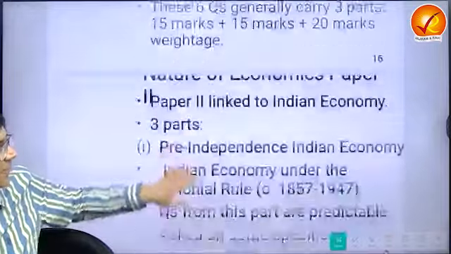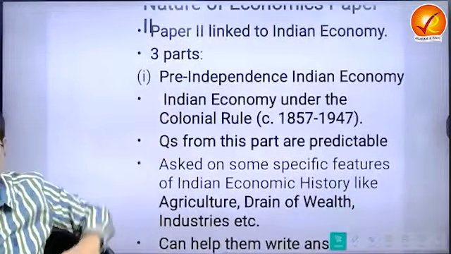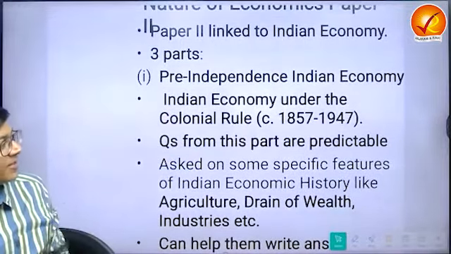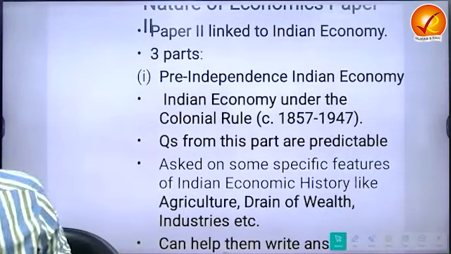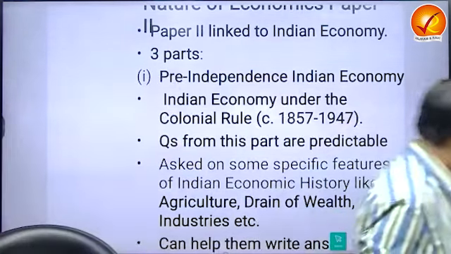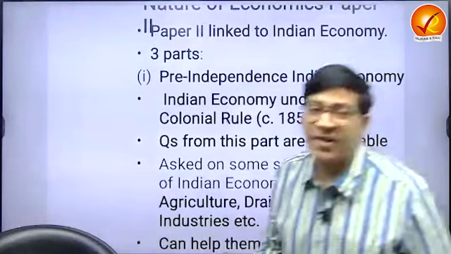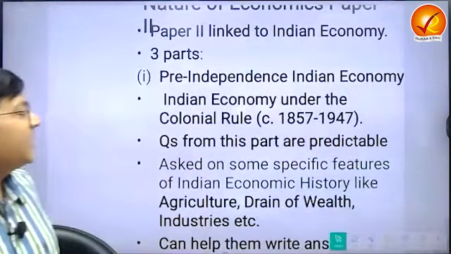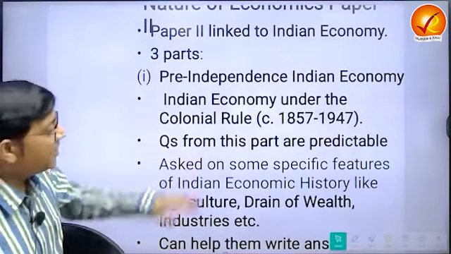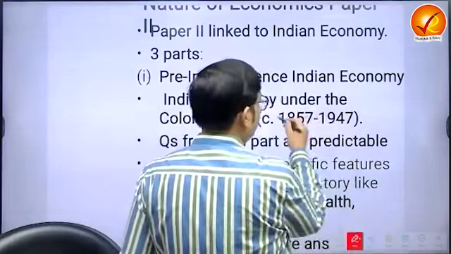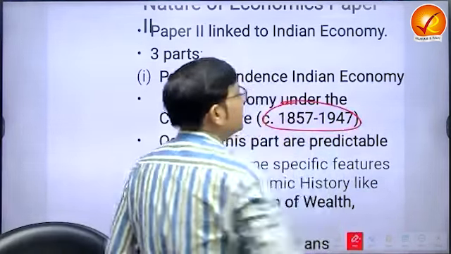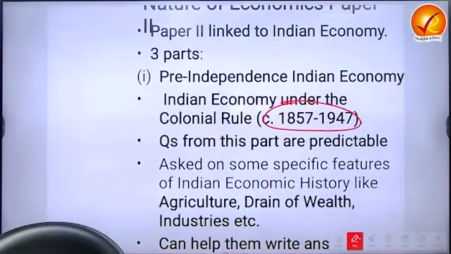Okay, this is about paper 2 now. Paper 1 over, coming to the paper 2. Paper 2 has 3 parts mainly. One is pre-independence Indian economy, or you can also call it economic history of India. Pre-independence will mean that generally you will have to do the time period 1857 to 1947. Okay, generally 1857 to 1947 time period.